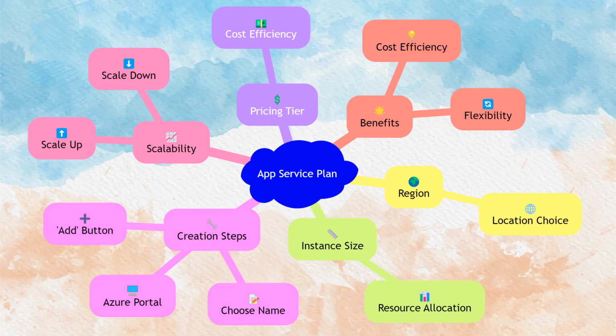An app service plan defines the region, instance size, and pricing tier for your web app. It determines the resources allocated to your app and its scalability. To create an app service plan, go to the Azure portal, select App Service Plans, and click Add. Choose a name, region, and pricing tier that suits your needs. The plan can be scaled up or down based on your app's requirements, providing flexibility and cost efficiency.